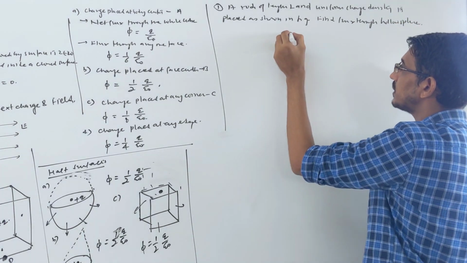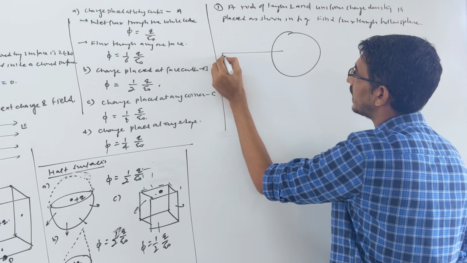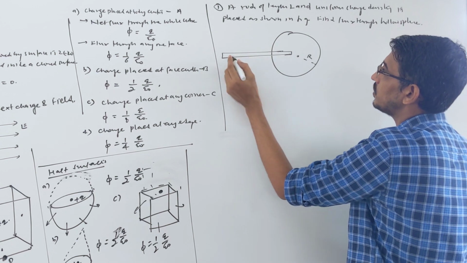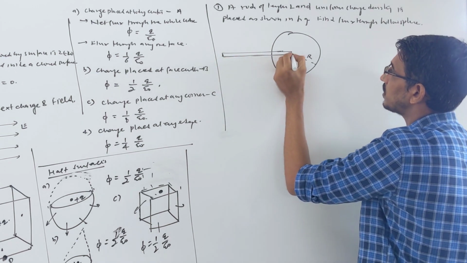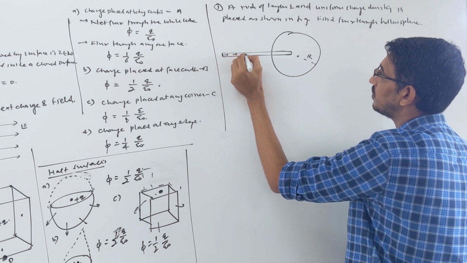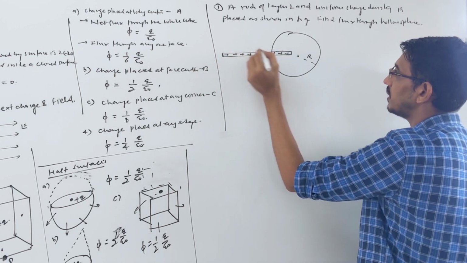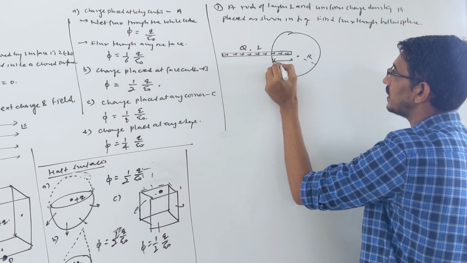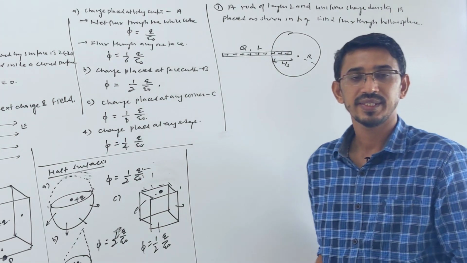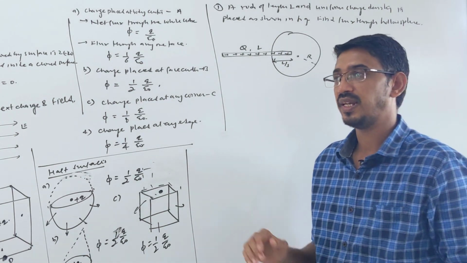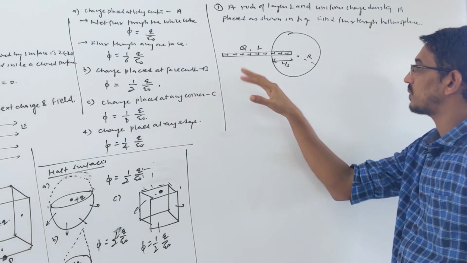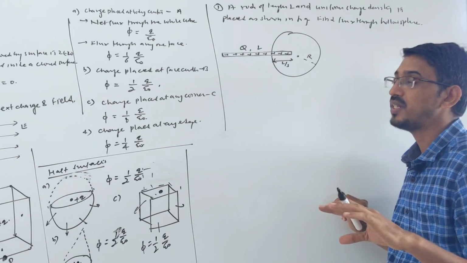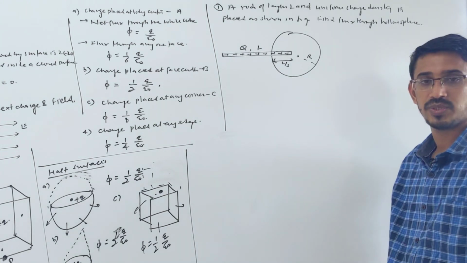So how they gave it: this was a hollow sphere, and the rod was placed like this. This has radius r. Some part of this rod was inside this, and it has uniformly spread positive charge Q. The length of the rod was given as L, and the length inside the sphere was L by 3. So a uniformly charged rod, linear density lambda, and charge Q. L by 3 part of the rod was inside the hollow sphere. Then they are asking what is the net flux coming through the hollow sphere.